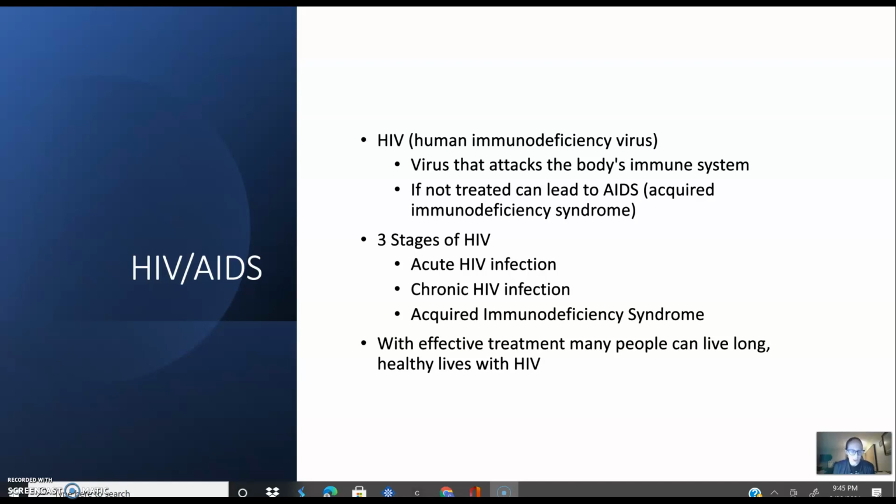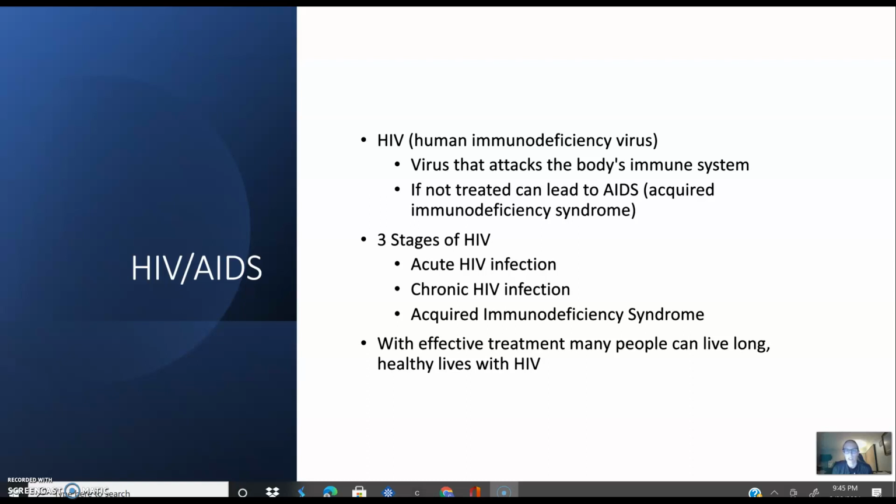In this presentation, I'm going to be discussing the HIV or AIDS medication called AZT. It's also known as Retrovirus. A little description on HIV and AIDS. HIV is a human immunodeficiency virus. It's a virus that attacks the body's immune system. If not treated, it can lead to AIDS, which is the acquired immunodeficiency syndrome.